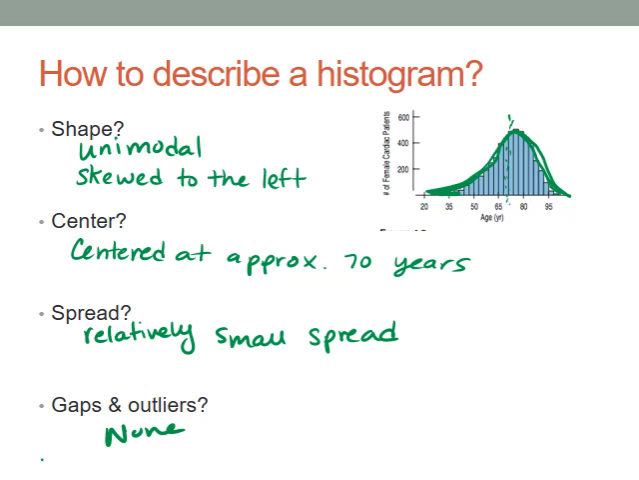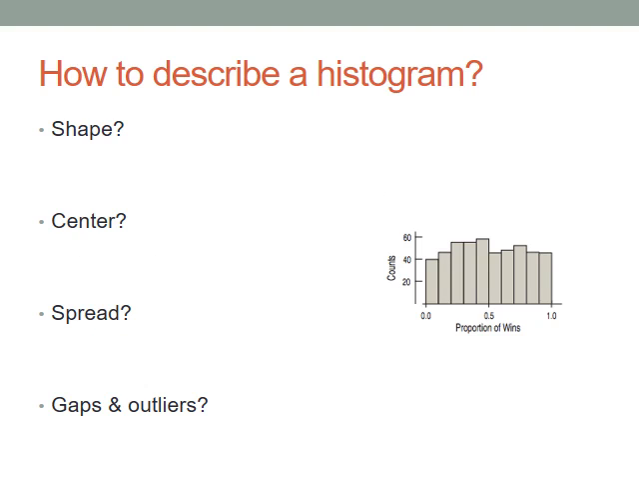Let's try another one. So looking at this one, if I try to draw the overall shape, I don't know, I might get something like that. So are we going to describe this as having a mode? It slightly bumps up here, but really not enough to convince me that that's a mode, that that's a place where there are a lot more values than anywhere else. So in this case, I would describe the shape as uniform.